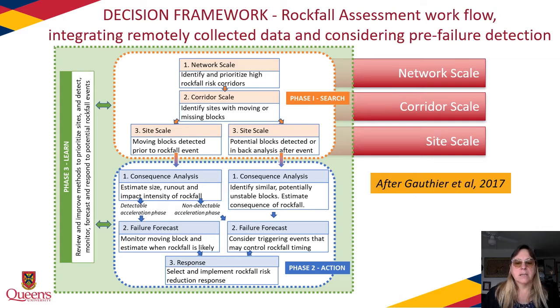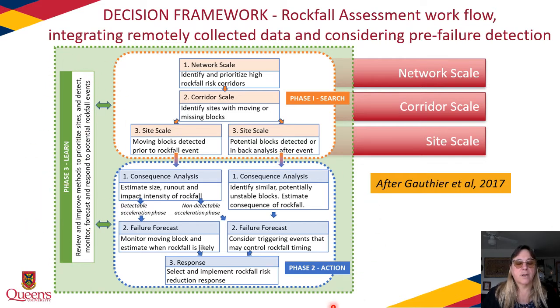In the first phase, the search phase, we're looking for identification of higher rockfall risk corridors at the network scale, moving through to, at the corridor scale, finding sites with moving or missing blocks, and then at the site scale, looking at blocks that have either been detected prior to the rockfall event and are continuing to move, or looking at sites where potential blocks have been detected but are not moving, or in back analysis after an event. We then move to phase 2, the action phase, and to phase 3, the learning phase.